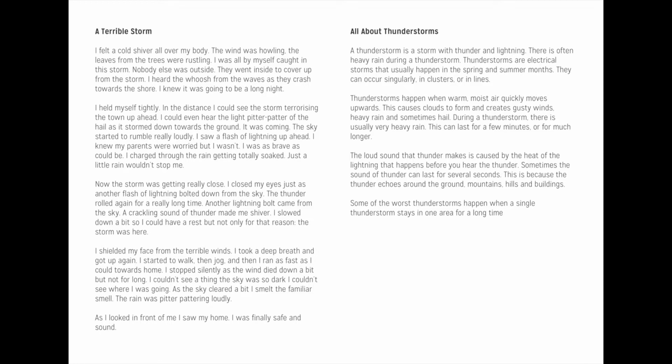Using a short narrative called A Terrible Storm, students read and in groups discuss and answer what type of text it is, how do they know, what is the text about. Each group reports findings back to the class. An information report titled All About Thunderstorms is then presented to the students.